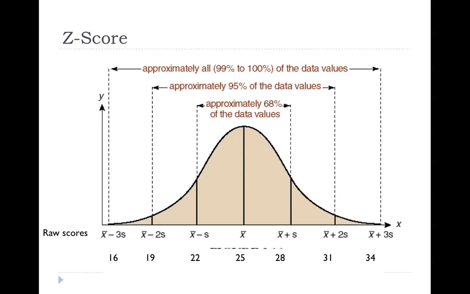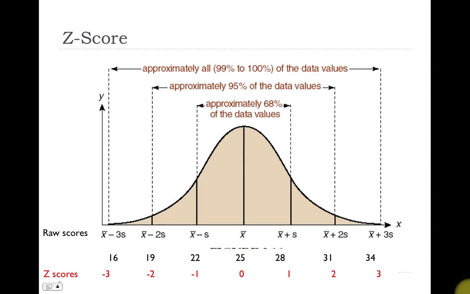Okay, so here's our example we did just before. Here are our raw values, our raw scores: 16, 19, 22, 25, 28, 31, and 34. 25 is the mean. A data value of 28 would have a z-score of 1 because it's just 1 standard deviation above the mean. 31 would have a z-score of 2. 34 would have a z-score of 3. 22 would have a z-score of -1. 19 would have a z-score of -2. And 16 would have a z-score of -3. And 25 would have a z-score of 0.